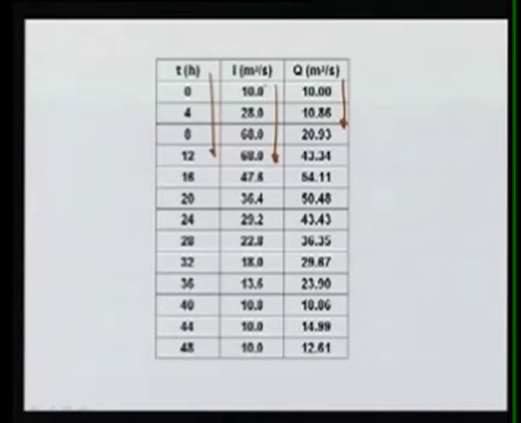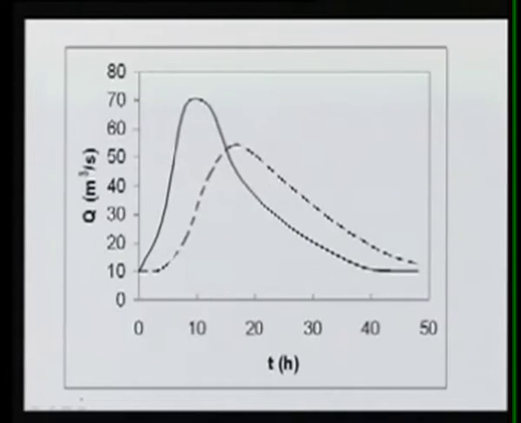For example, in this case, I1 is 10, I2 is 28 and Q1 is 10. These three values will give us 10.86. When we go to the next step, then we use the new I1, I2, Q1. So these three values will give us the next outflow. In this way we can proceed our calculations like this and get the outflow hydrograph, which is plotted here.